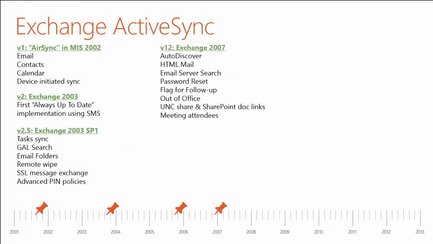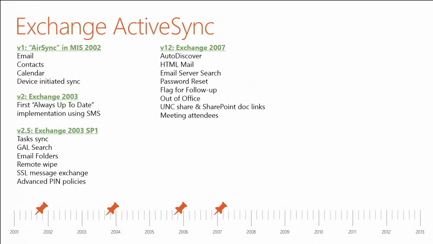In 2007, we brought in Auto Discover, which greatly eased the configuration of devices for workers. We added support for HTML mail, so we moved to a much more beautifully formatted mail message. We added server search so that you can look for mail which is not only synced down to the device, but also search for emails which are still residing on the server.